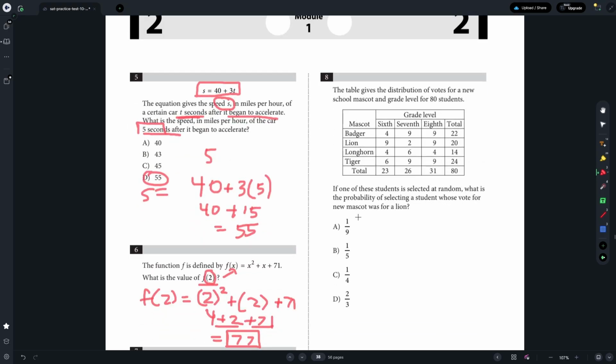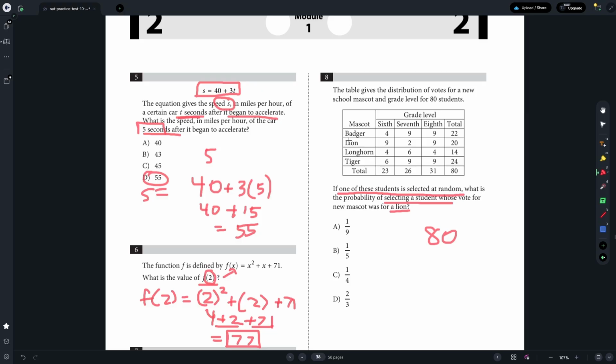Number 8. The table gives the distribution of votes for a new school mascot and grade level for 80 students. If one of these students is selected at random, what is the probability of selecting a student whose vote for the new mascot was for a lion? They want to know, out of all these students, what is the probability of selecting a student that voted for a lion? So we know that there are 80 total students.